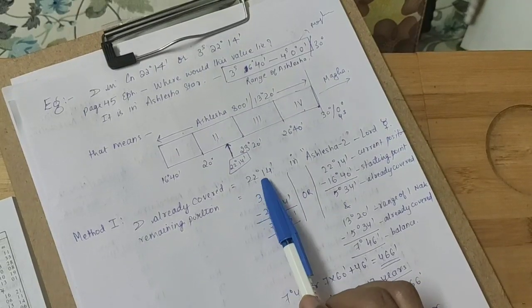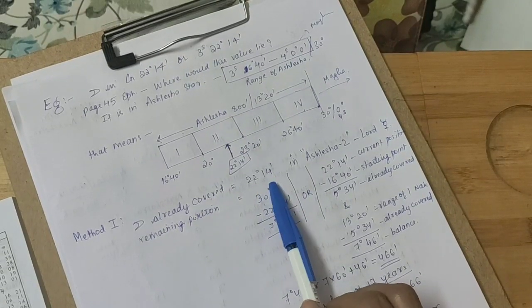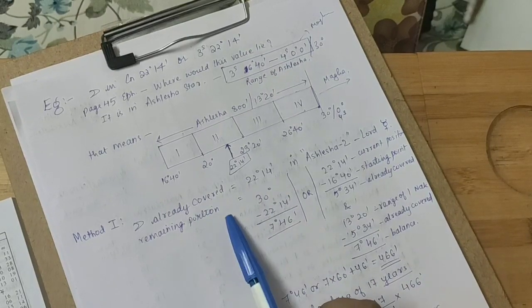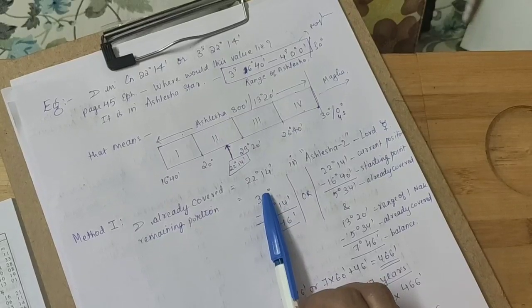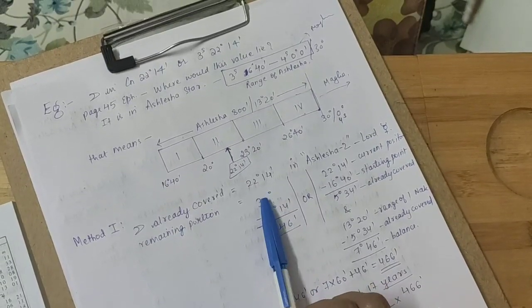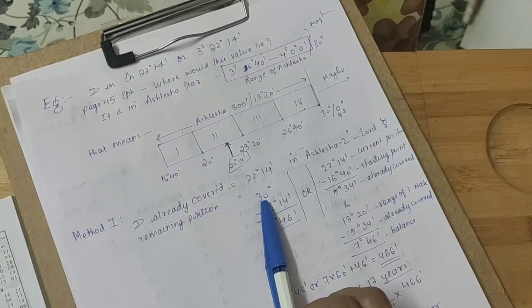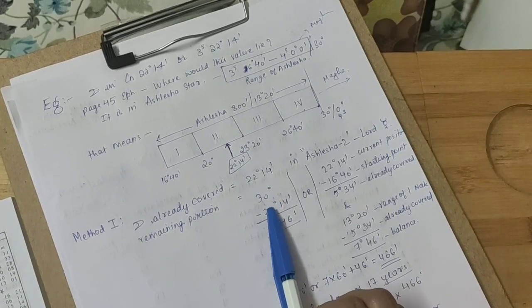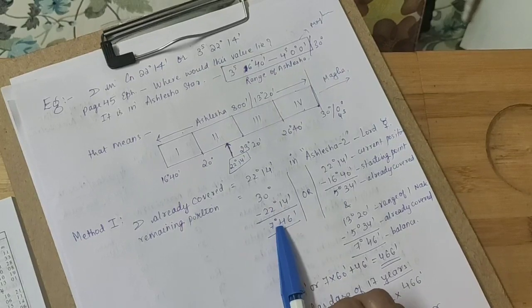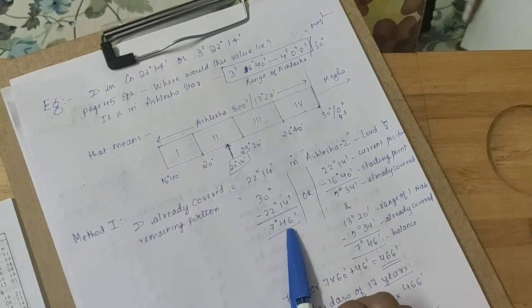First method is to write down the already covered degrees. The remaining portion will be subtracted from 30 because 30 is the sign limit. The sign is of 30 degrees. 30 is the sign limit and 22 degrees 14 minutes is already covered. So directly you can subtract from 30. That comes to be 7 degree 46 minutes.